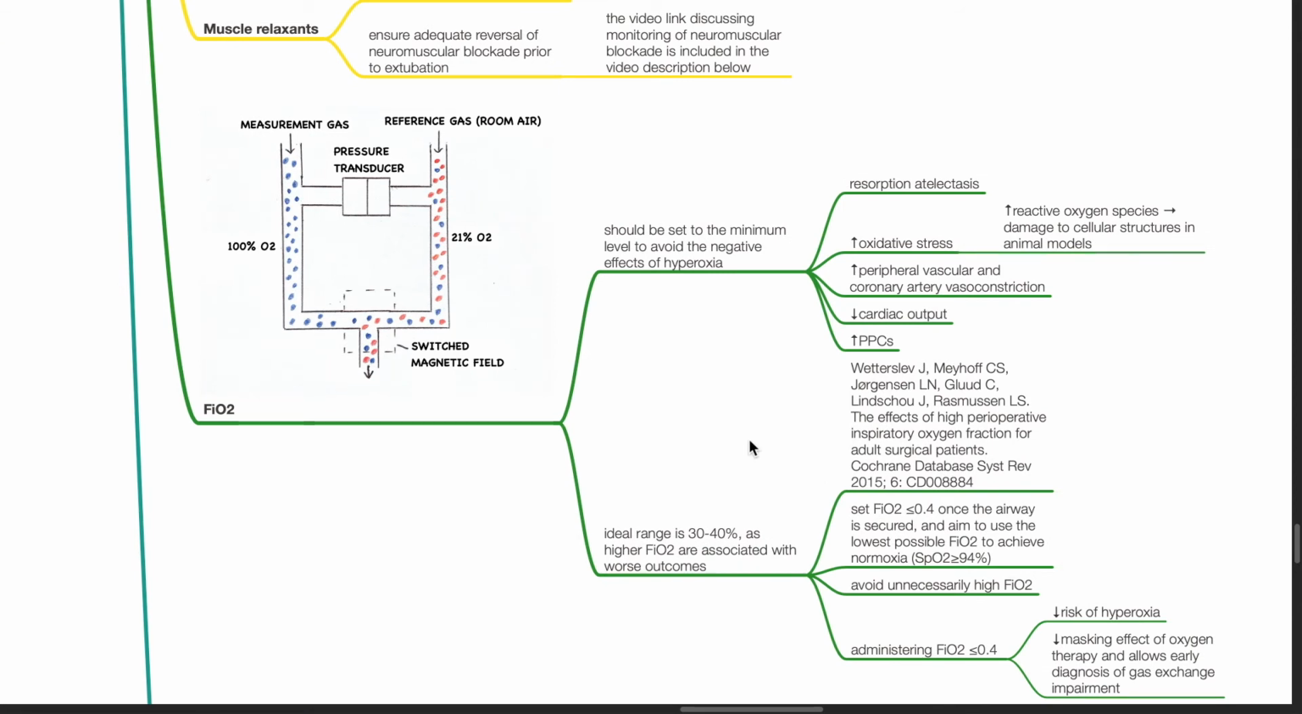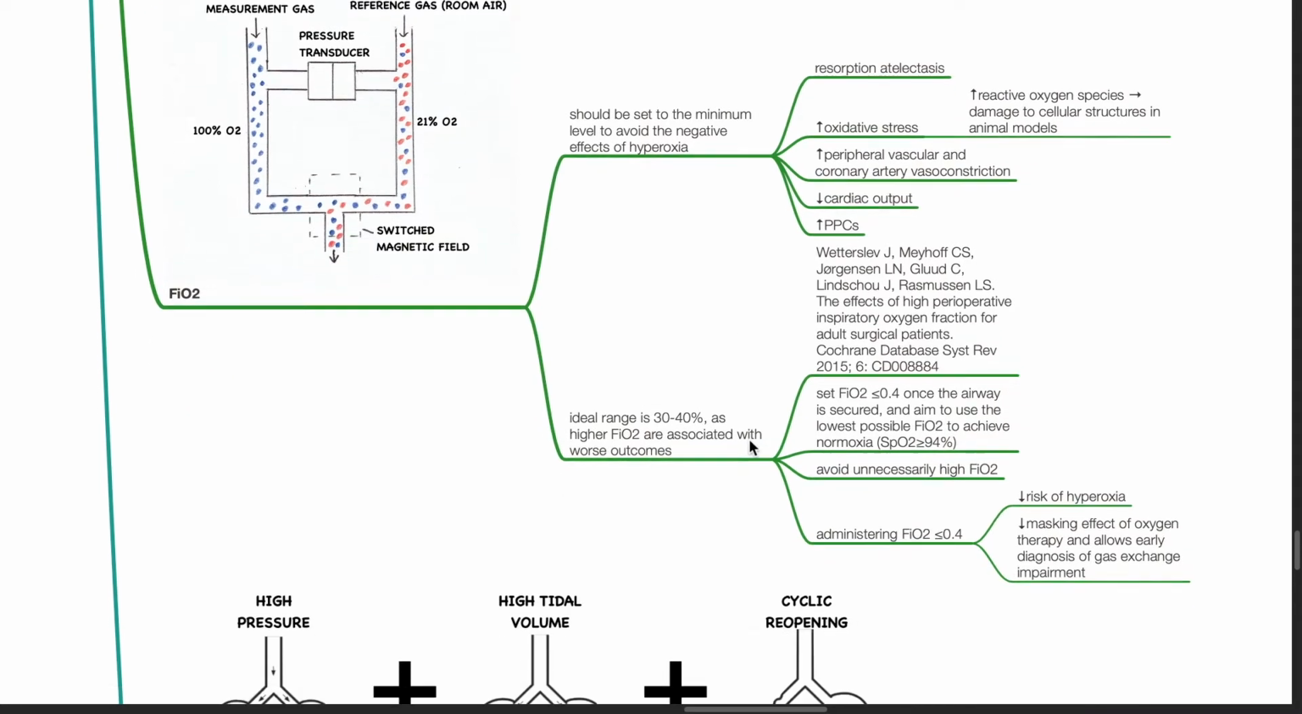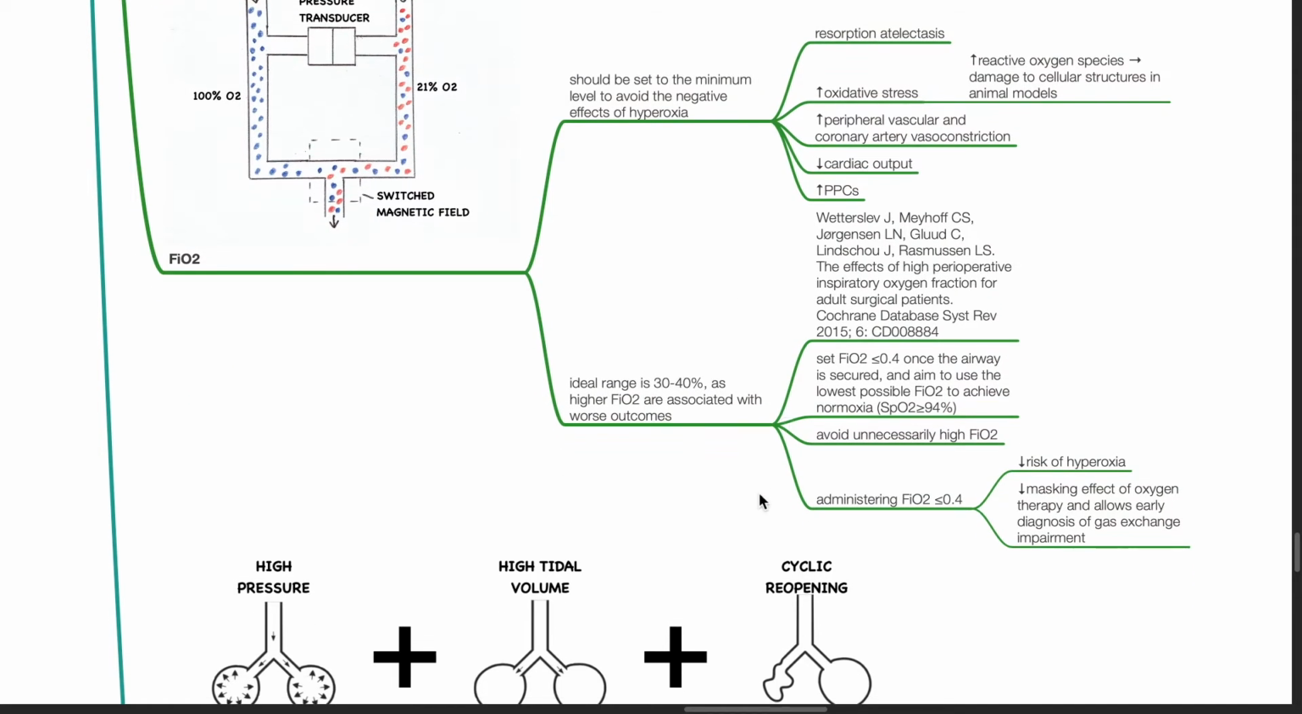FiO2 should be set to the minimum level to avoid the negative effects of hyperoxia, such as resorption atelectasis, increased oxidative stress, increased reactive oxygen species, resulting in damage to cellular structures in animal models. Hyperoxia also causes increased peripheral vascular and coronary artery vasoconstriction, reduction in cardiac output, and increase in PPCs. The ideal range is 30 to 40%, as higher FiO2 are associated with worse outcomes.